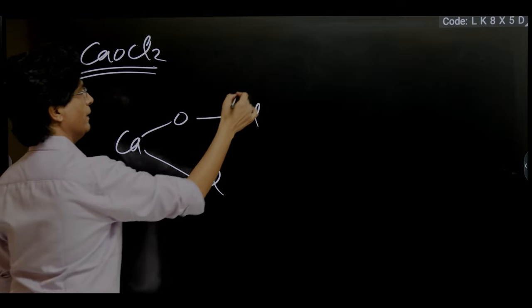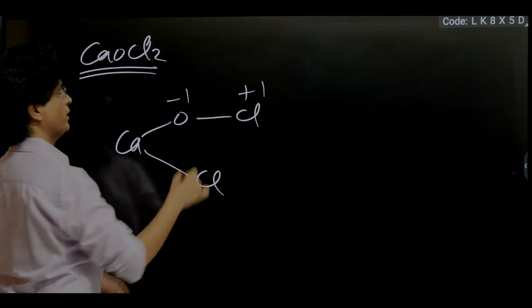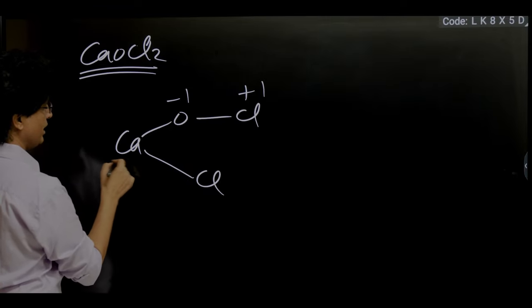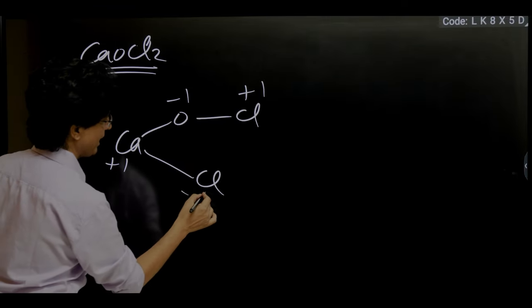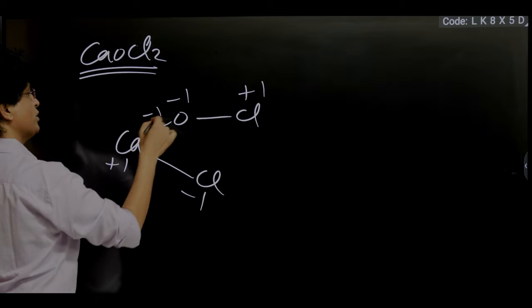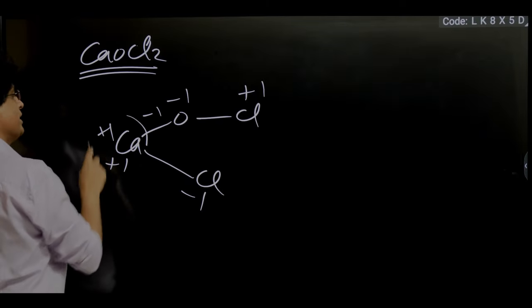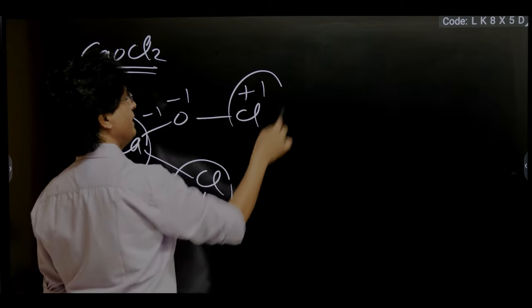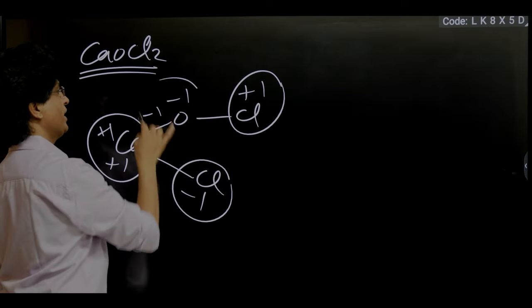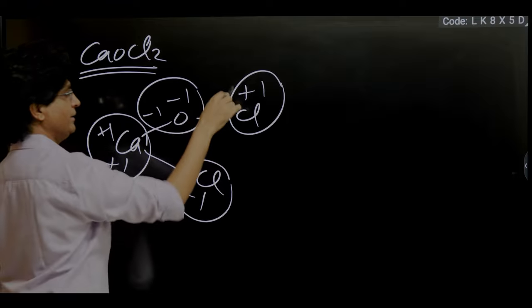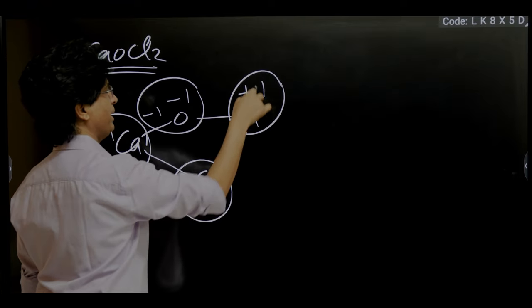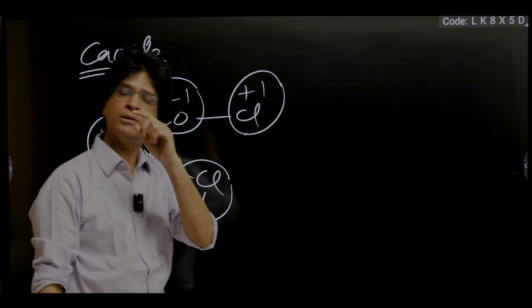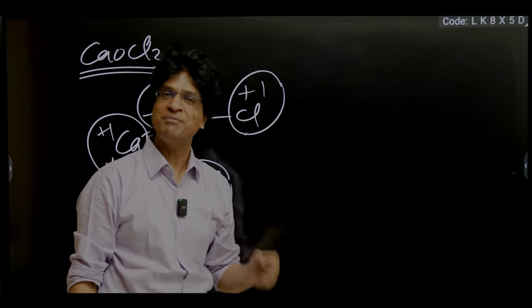So for each bond, plus 1, minus 1. Oxygen is more electronegative. Out here, calcium is plus 1, this is minus 1. For this bond, minus 1 and plus 1. So calcium goes to plus 2, chlorine minus 1, and this chlorine plus 1. Oxygen is what? Minus 2. So in this compound, chlorine exists in what? Plus 1 and minus 1 oxidation state. This all comes by knowing the structure. So don't underestimate the power of structures.